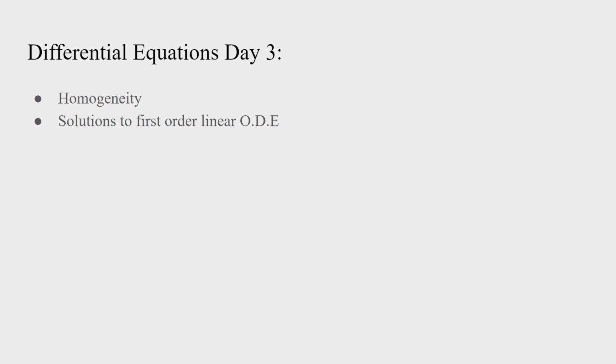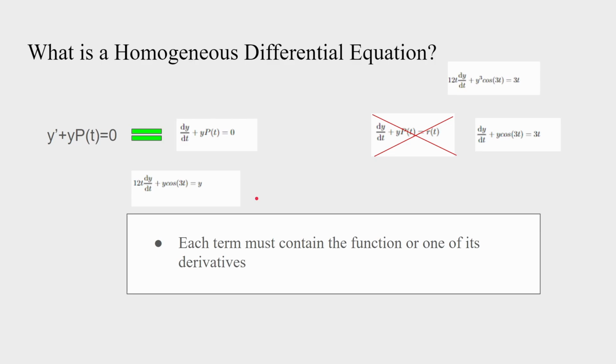Alright, rock out. Okay, so, what is a homogeneous differential equation? It's defined to be an equation where every single term contains the function or one of its derivatives. For example, we have the derivative of y plus y times a function of t is equal to 0. Let's look down here, for example. We have the derivative of y with respect to time plus y cosine 3t is equal to y. This is also homogeneous. And when you see homogeneous, you'll actually see it in the form equal to 0.